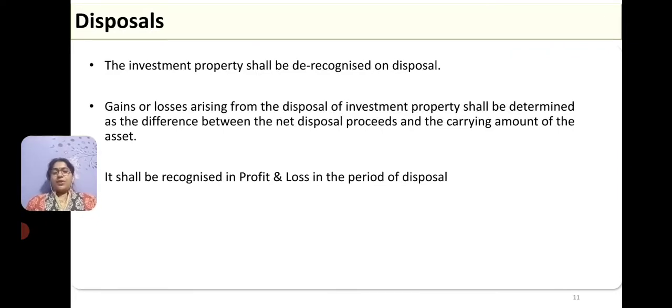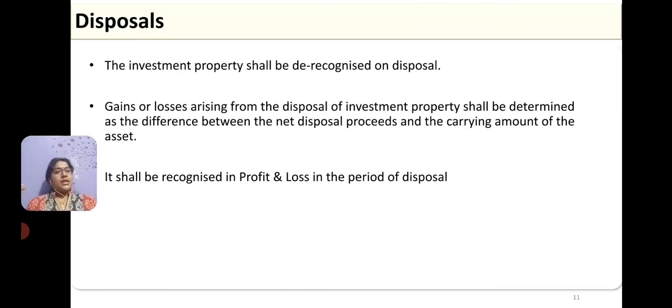Then what happens when you are disposing? So you have incurred and you have recognized it as cost and you are showing it either in cost or fair value. Then what happens when you dispose the investment property? So it should be de-recognized. Obviously, it won't appear in your books of accounts after it gets disposed.